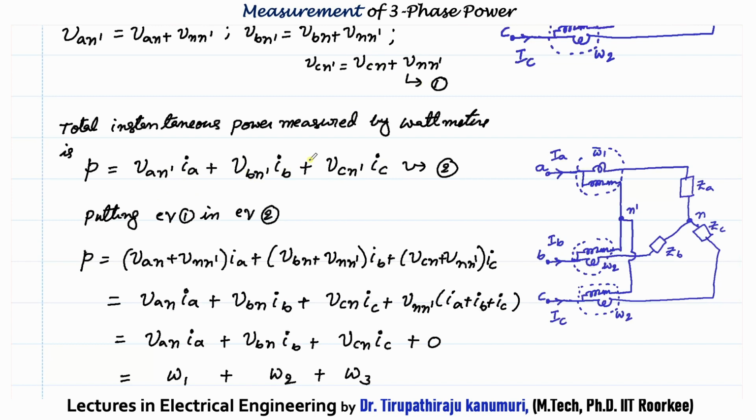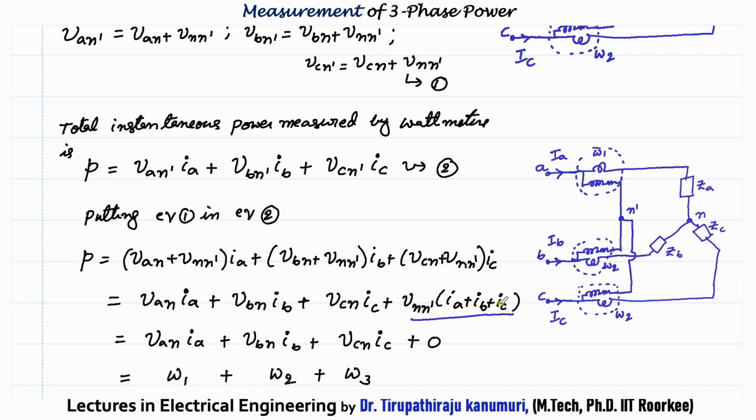Now what is the value of Van', Vbn' and Vcn' in this equation number 2? Van' will be Van plus Vnn' into Ia, Vbn plus Vnn' into Ib, plus Vcn plus Vnn' into Ic. So I am separating this out. I can write Van into Ia, Vbn into Ib, Vcn into Ic. Vnn' is common for all, so I have separated it out: Vnn' into Ia plus Ib plus Ic. Or this I can write as Van Ia, Vbn Ib and Vcn Ic.